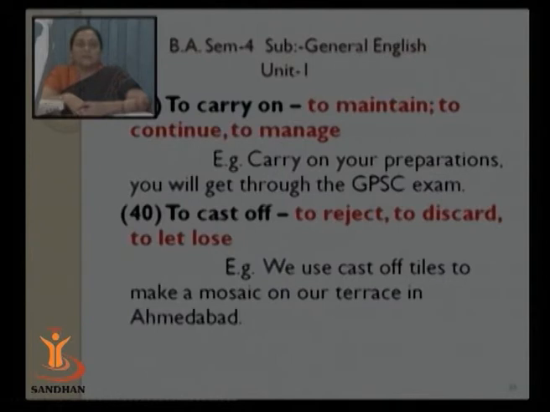You'll get through the GPSC exam. Number 40. To cast off means to reject, to discard, or you could say to let loose. For instance, we use cast off tiles to make a mosaic on our terrace in Ahmedabad.